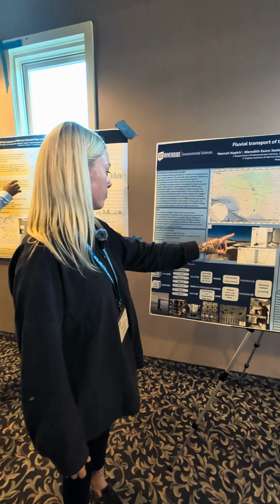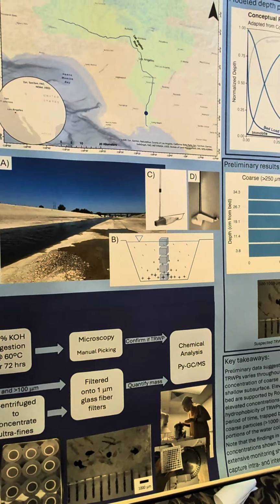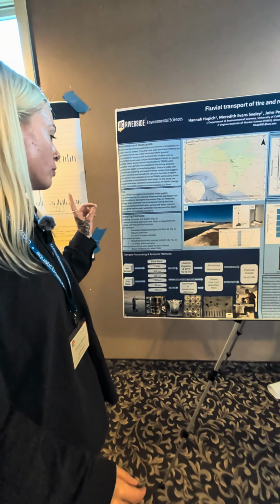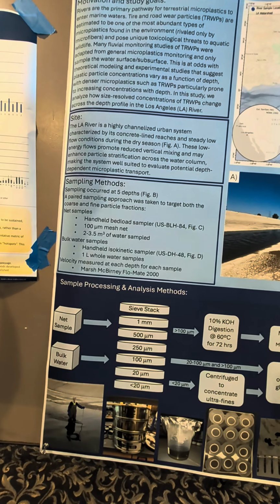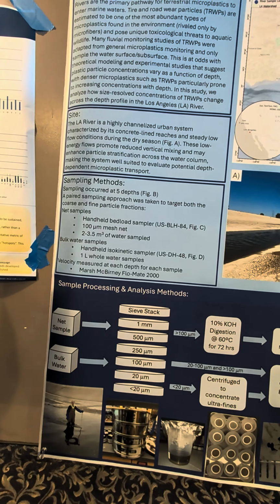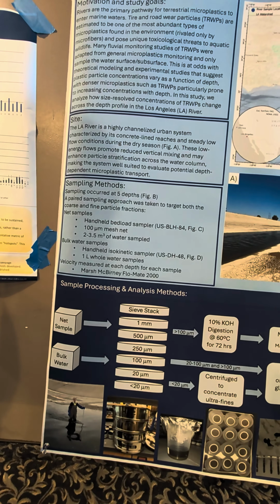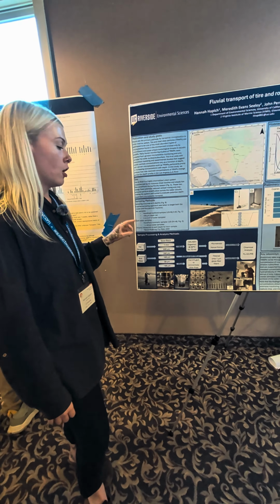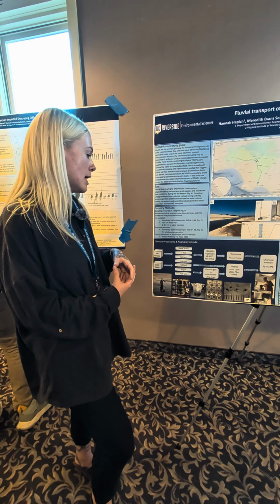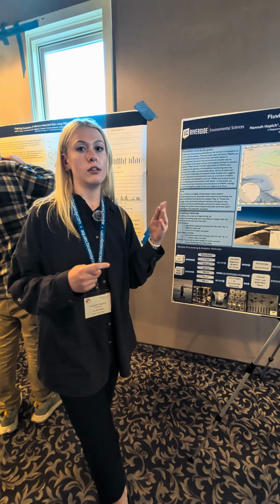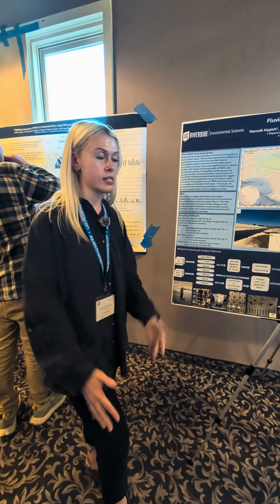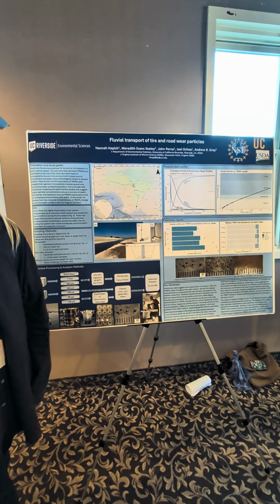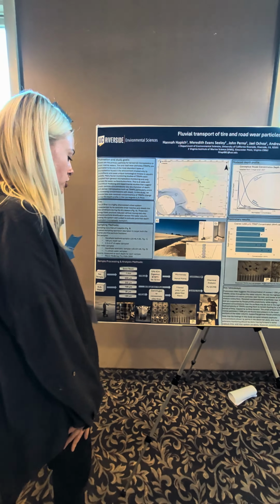We sampled at 5 different depths from the surface down to capturing the bed load. We took a paired sampling approach. We took net samples to target the coarser fraction, using a handheld bedload sampler with a 100 micron net, and we captured around 2 to 3.5 cubic meters of water. Then we also took whole water samples using an isokinetic sampler to target the smaller fraction, going down to even 1 to 20 microns. And we also measured the velocity at all the depths to construct a velocity depth profile to compare with the concentrations.